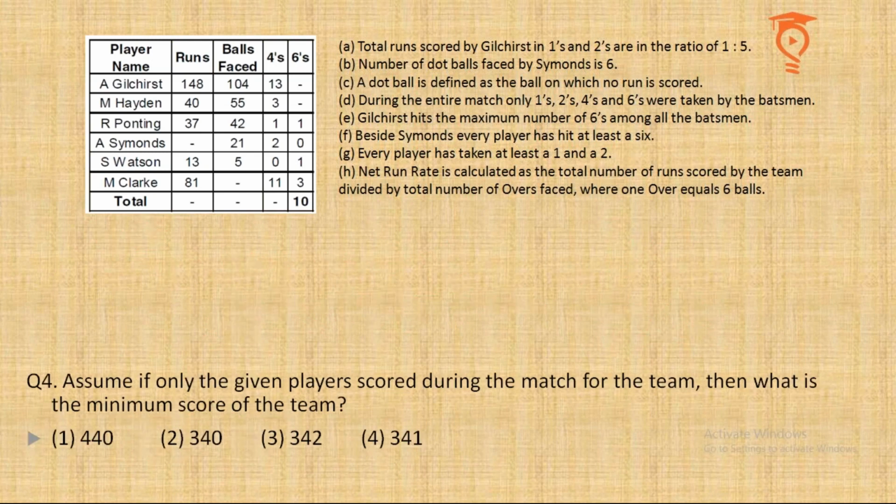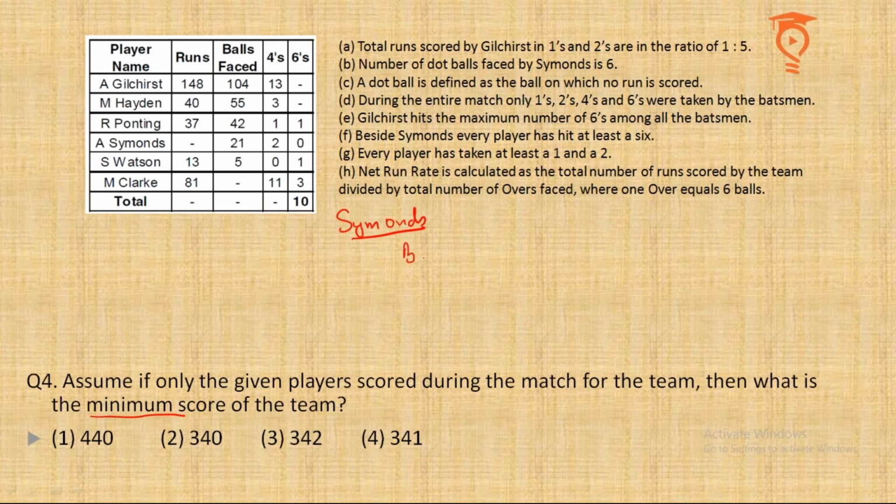Question 4. Assume if only the given players scored during the match, then what is the minimum score for the team? So we know everybody else's score except for Simons, and just in the previous question we saw that Simons, if we could just minimize the number of runs, and here we do not have that condition given in the third question, so we only have to minimize the score of Simons.